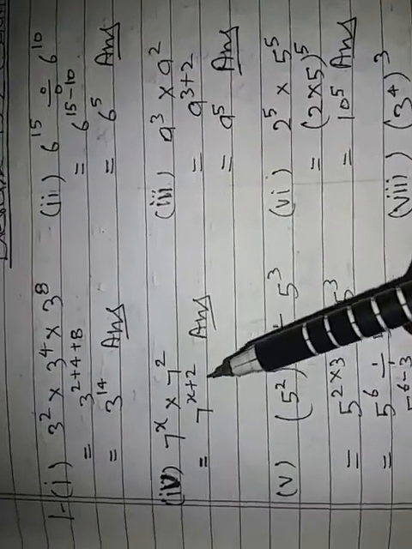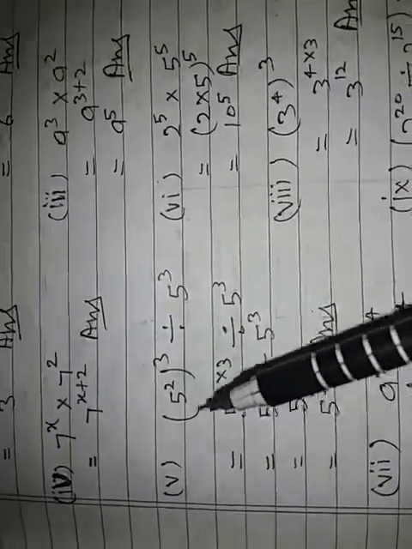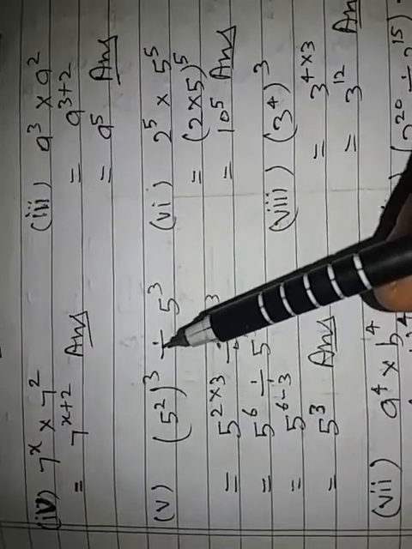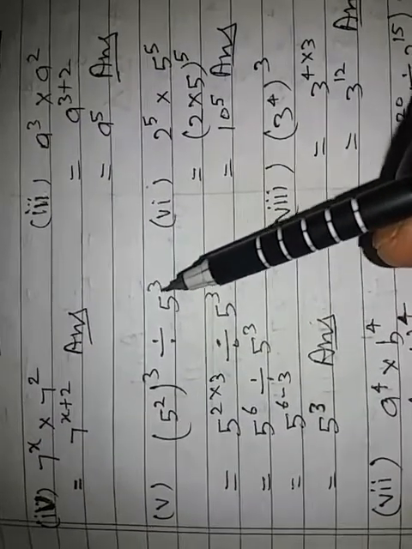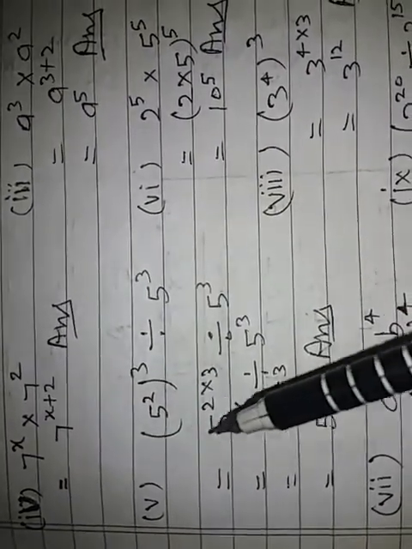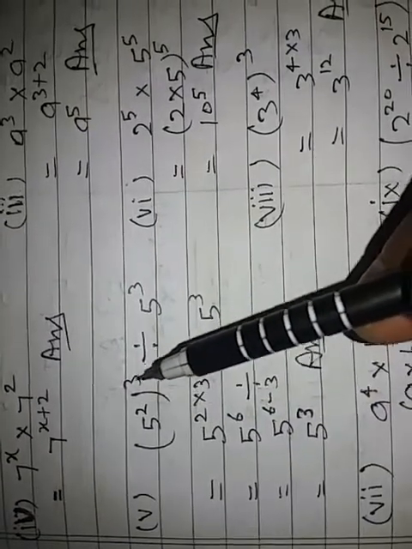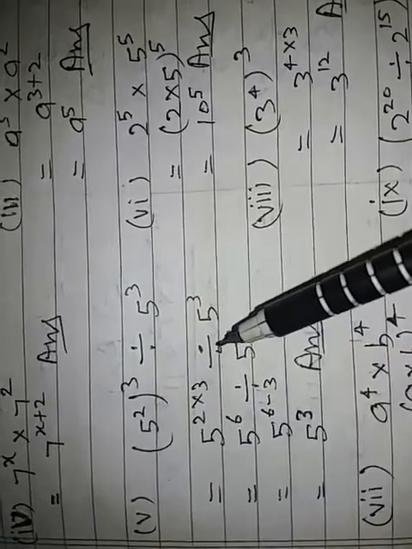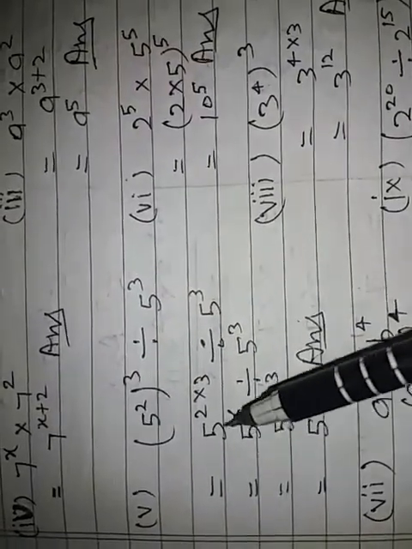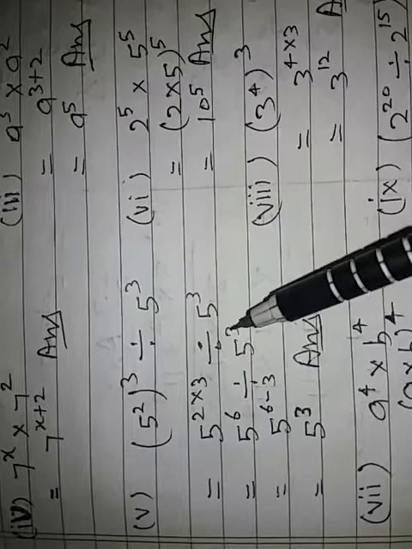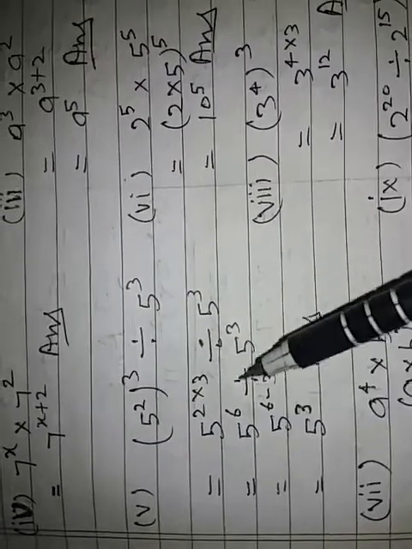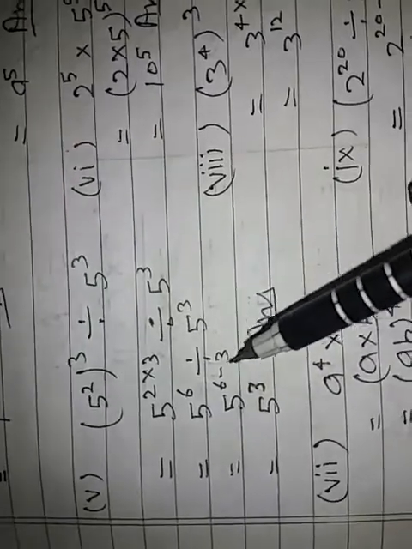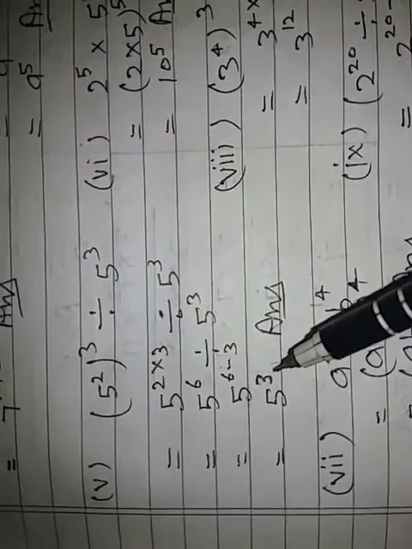Now part 5 has given 5 to the power 2 whole power 3 divided by 5 to the power 3. 5 to the power 2 whole power 3 means 2 times 3, which is 6. So 5 to the power 2 into 3 divided by 5 to the power 3 is 5 to the power 6 divided by 5 to the power 3. Now the bases are the same, so we have to subtract the exponents. 5 to the power 6 minus 3 is equal to 5 to the power 3.